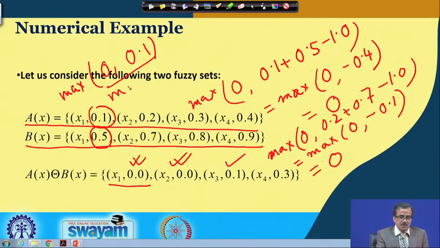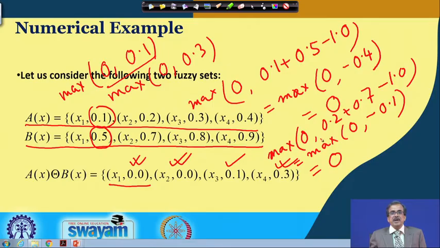And corresponding to your x4, this will be your maximum between 0 and 0.4 plus 0.9 is 1.3 minus 1.0. So, this is nothing but 0.3 and the maximum between 0 and 0.3 is nothing but 0.3. So, we can find out this particular A(x) bounded difference B(x).